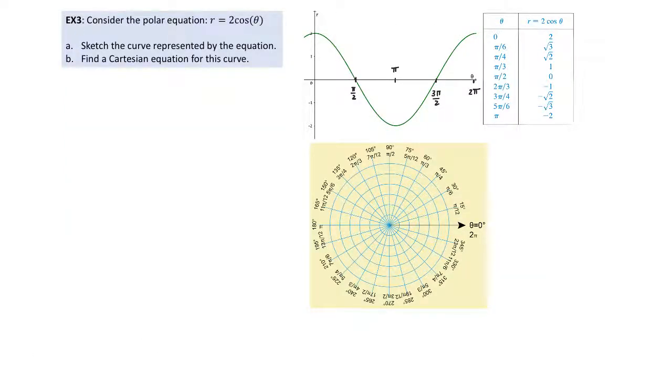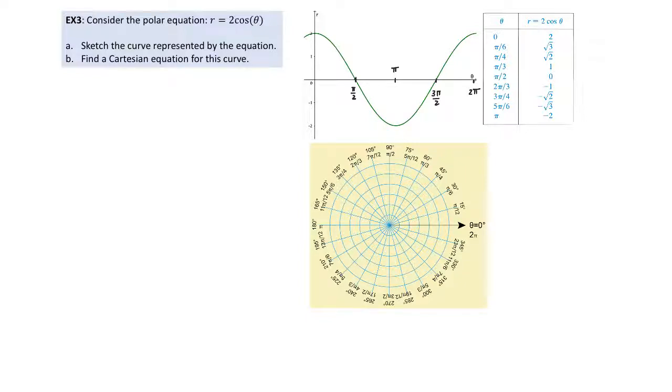Example 3 is asking us to consider the following polar equation. If you notice, the equation is a little bit more interesting now. Now we see r and we see theta. A is asking us to sketch the curve represented by this equation right here. What kind of curve would that be? And B is asking us to find the Cartesian equation for this curve.